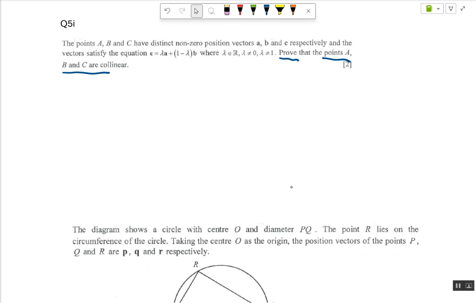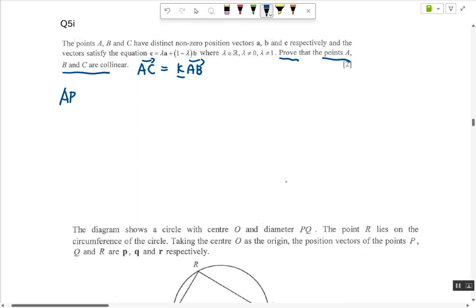Okay, to show that 3 points are collinear, the end position must be that the longer one, AC, must be K times AB. The end result might not be a K, but you must make it a constant. The starting position says that A, B, and C have the vectors A, B, and C respectively.